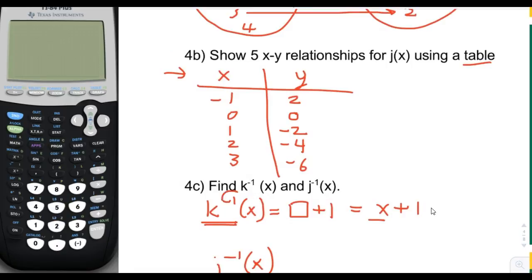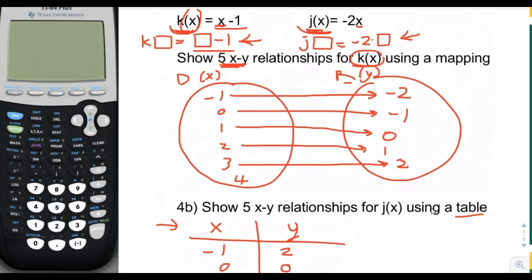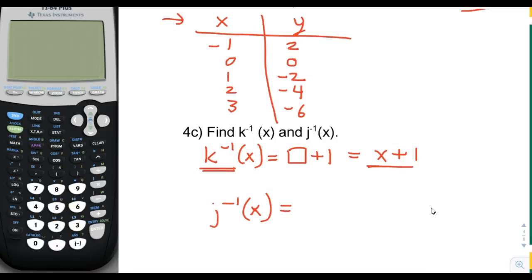The way we show inverse k is we put the negative 1 in the exponent here, although it's not an exponent, it's just a notation that says inverse. Then it's defined as x plus 1. And the inverse j function: the j function, remember, is to multiply by negative 2, so the inverse j function would be to divide by negative 2, because the opposite of multiplying by negative 2 is dividing by negative 2. So you could write that like that or like this. You could also write negative 0.5 times x. That's doing the same thing, because multiplying by negative 0.5 is the same thing as dividing by negative 2.